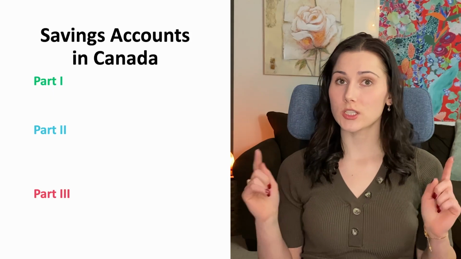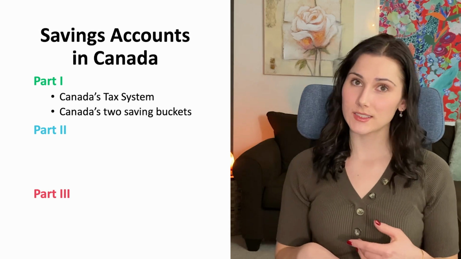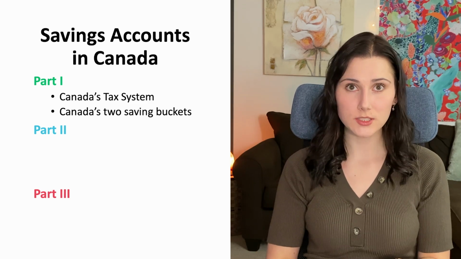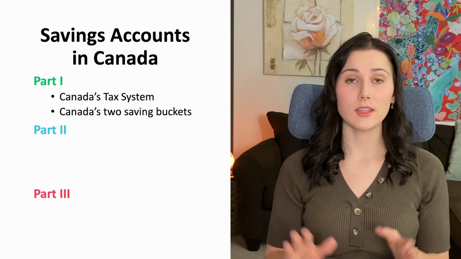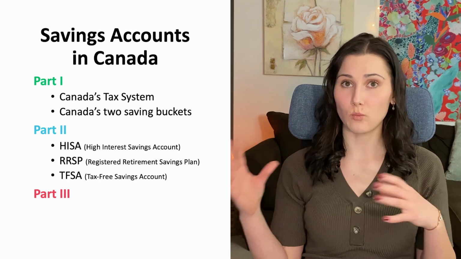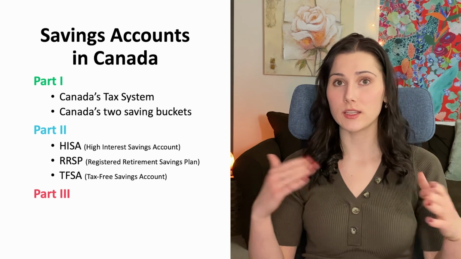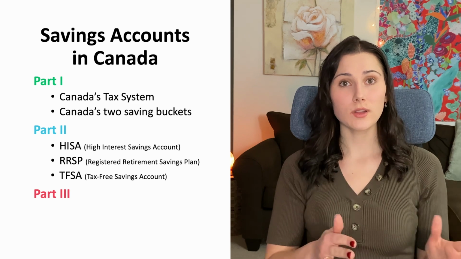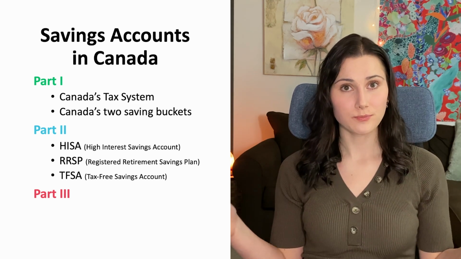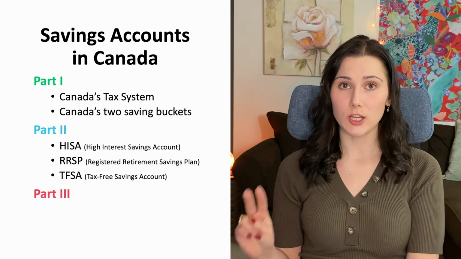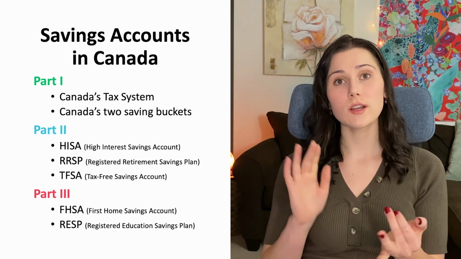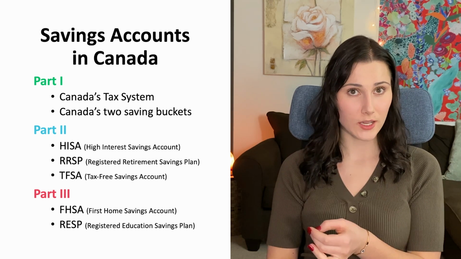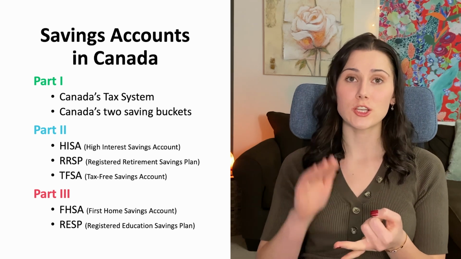So in video number 1, which is going to be this video, I'm going to cover the basics of the Canadian tax system, as well as Canada's 2 saving buckets, which are registered and non-registered accounts. Then in part 2, we're going to talk about the HISA, sometimes also called the HYSA, the high interest savings account or high yield savings account. We'll talk about the RRSP, the Registered Retirement Savings Plan, as well as the TFSA, the Tax-Free Savings Account. And then in video number 3, I'm going to talk about 2 accounts that can help you to save up for your first home or save up for a child's post-secondary education, and that would be the FHSA, the First Home Savings Account, and the RESP, the Registered Education Savings Plan.